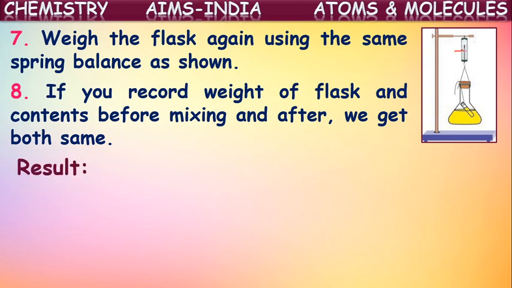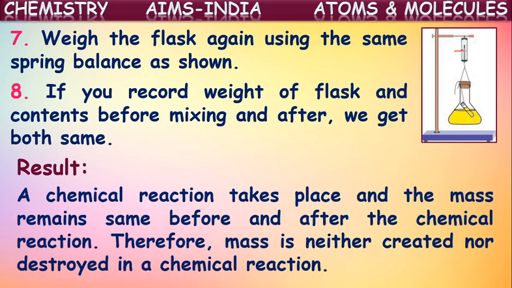So this proves that when a chemical reaction takes place, the mass remains the same before and after the chemical reaction. Therefore, mass is neither created nor destroyed during a chemical reaction, but it might be changing from one form to another form. This is happening in a chemical reaction. So, in a chemical reaction, mass is neither created nor destroyed. That means whatever the mass of the chemical substances we have taken before the reaction, the same mass will remain after the chemical reaction also.